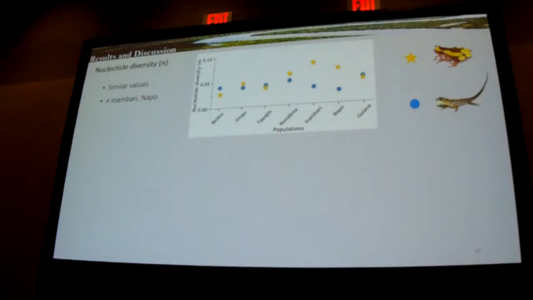So as a result, we have the populations on the x-axis, and the values on the y-axis. As you can see, we have closely related values, similar values for all the populations. Only in Ambali and Nepal do we have higher values for the frogs than for the lizards.